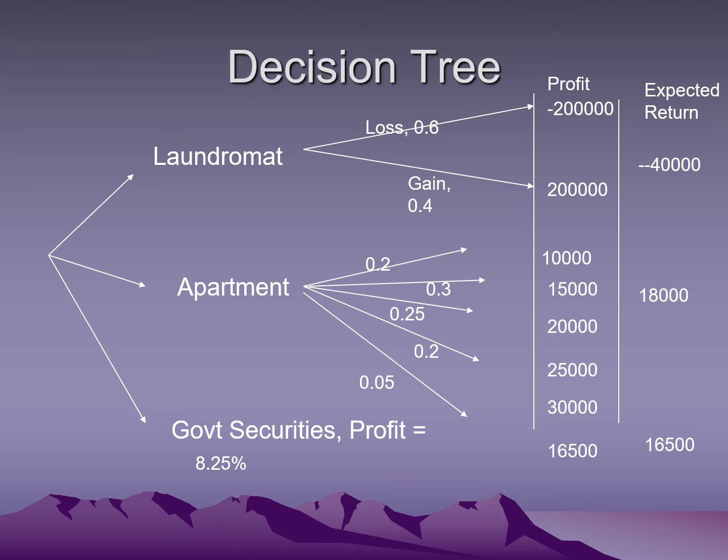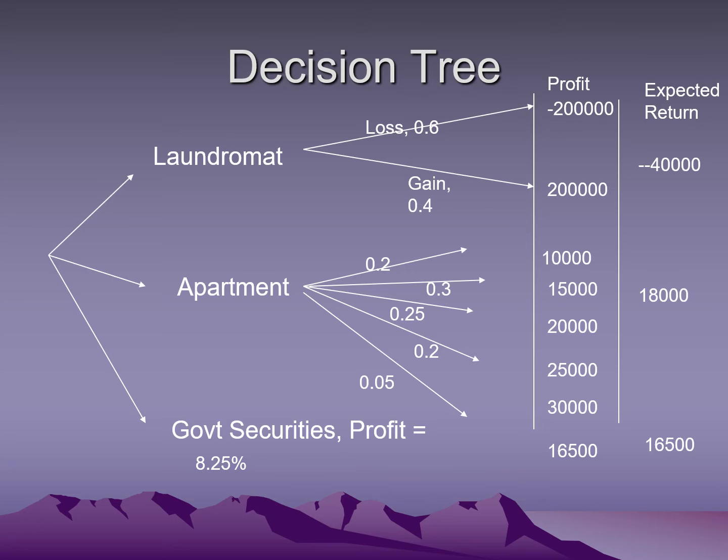Now in this particular case, if you see, the decision tree has the 3 options listed out in a graphic format, and the profits are given on the right side along with the individual probabilities. In case of each option, the expected return is calculated. For example, in the case of the laundromat, the expected return is minus 2 lakh into 0.6 plus 2 lakh into 0.4. So it is minus 40,000.